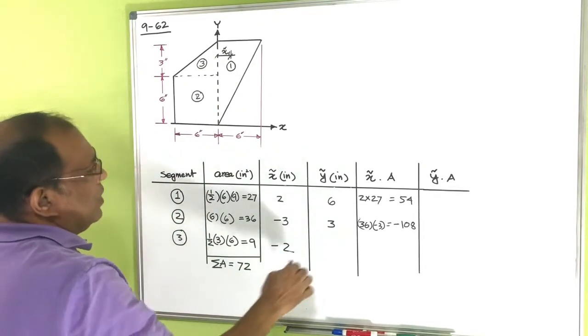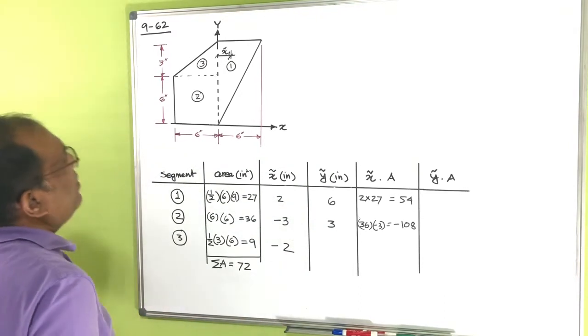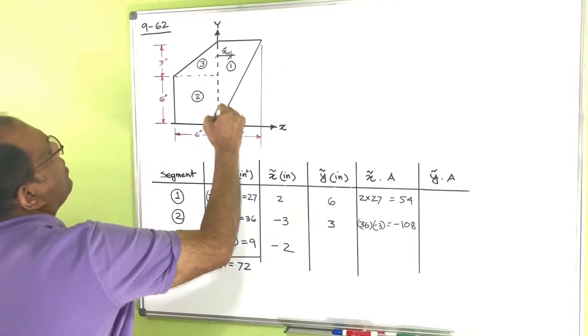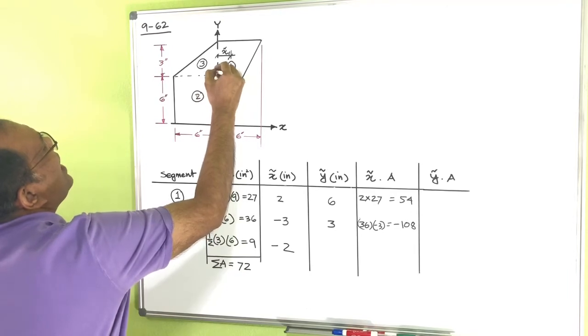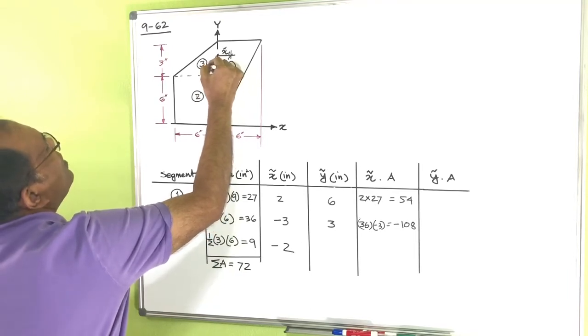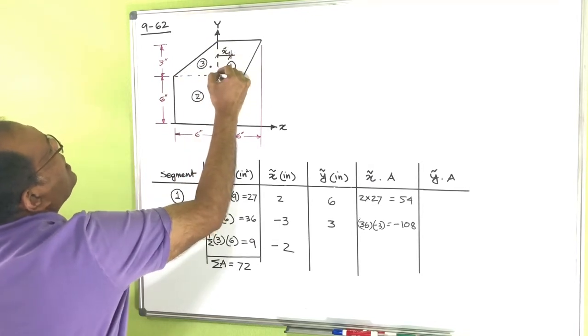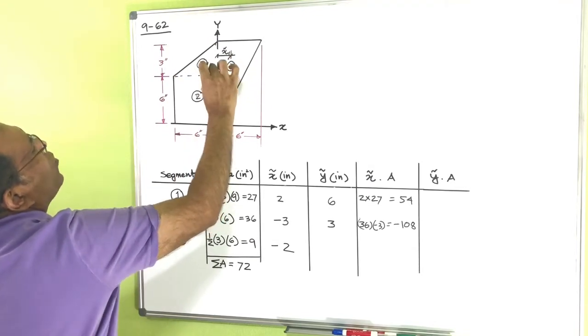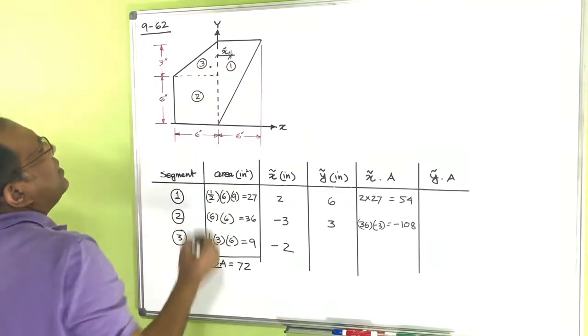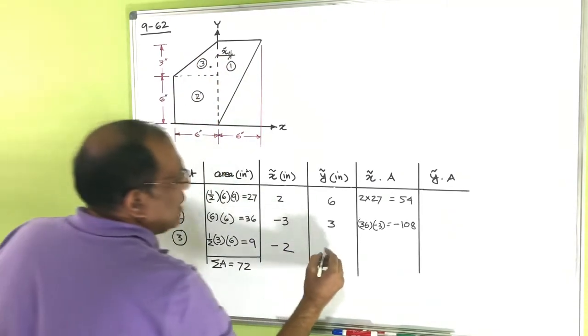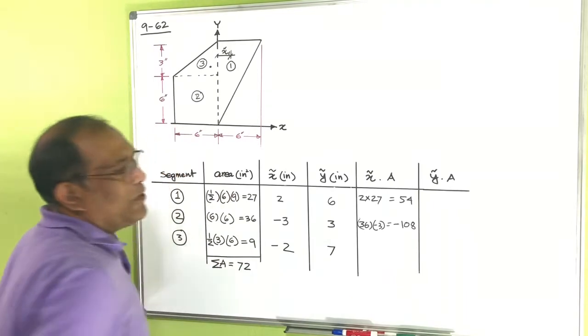Now, what about the y bar here? You can see from here to here is 6, and from here to here that has to be 1, right? Because this is base and this is apex. So this is 3, so 1/3 of 3 is 1, so 6 plus 1, that's actually 7, okay?